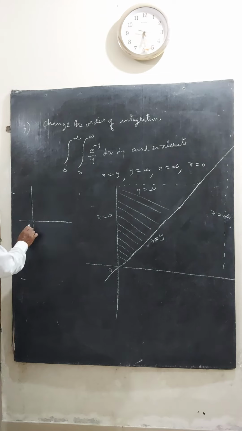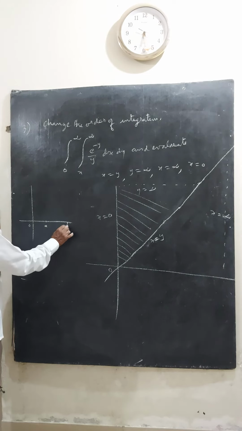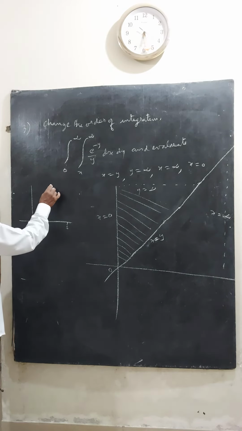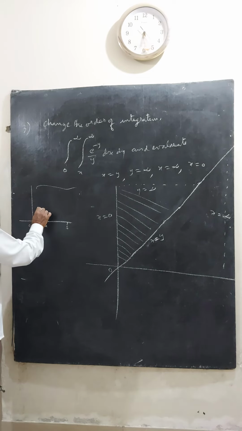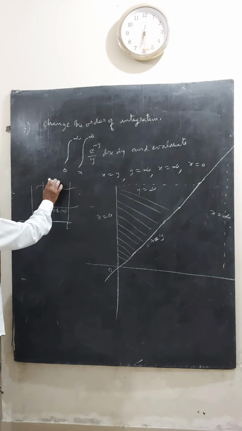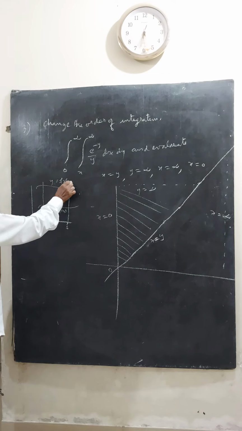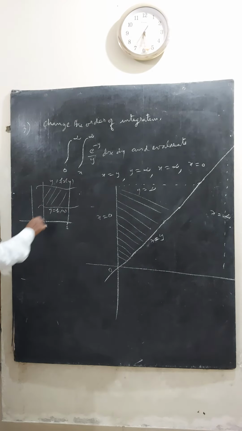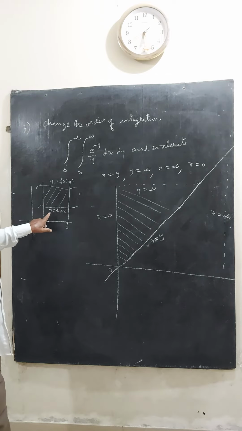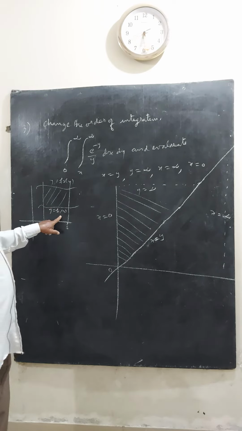If the limits are on the x-axis, the curves are y equal to f1 of x and y equal to f2 of x. This is the region. The limits are x from a to b, and y is bottom to top.